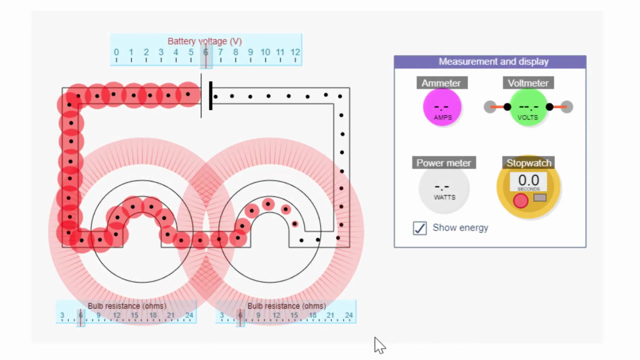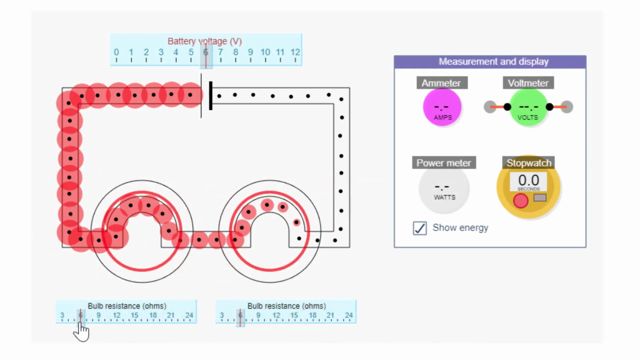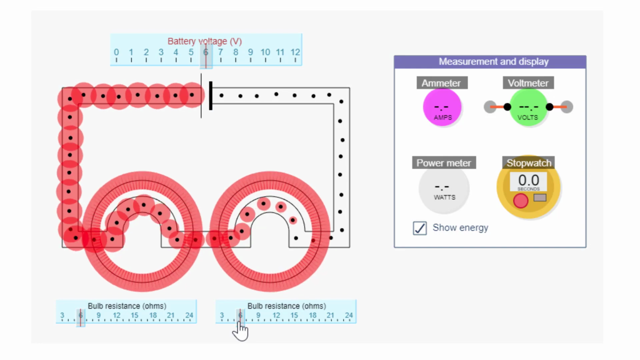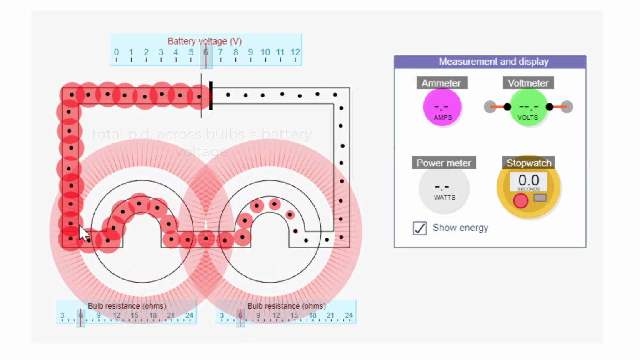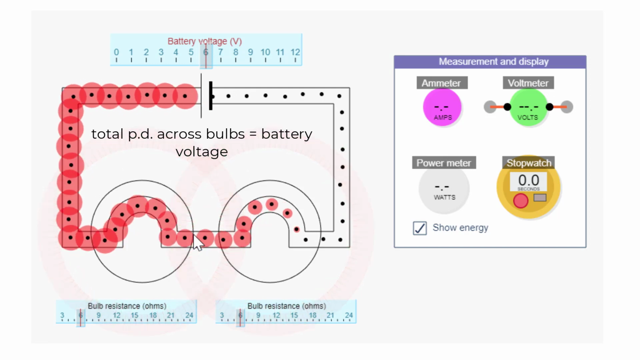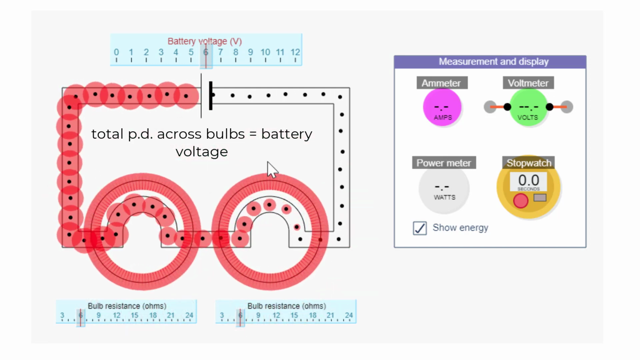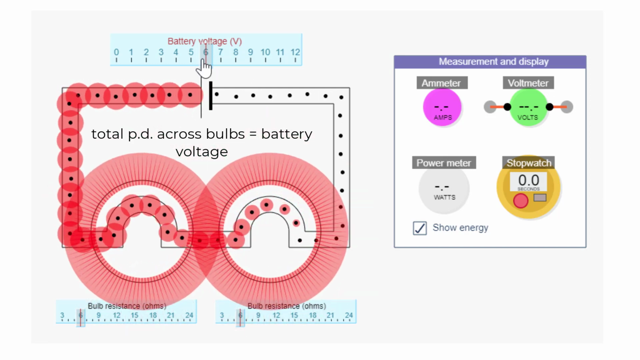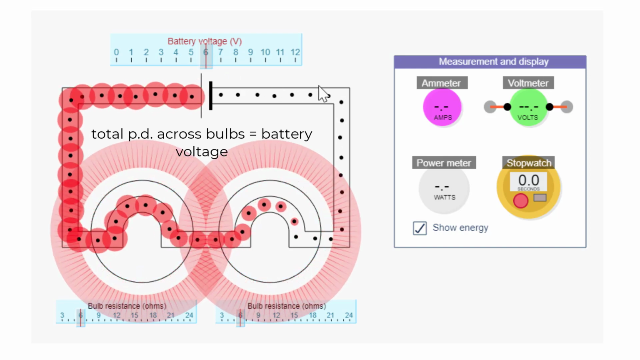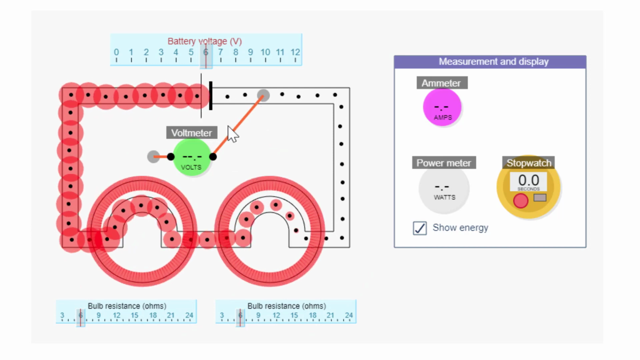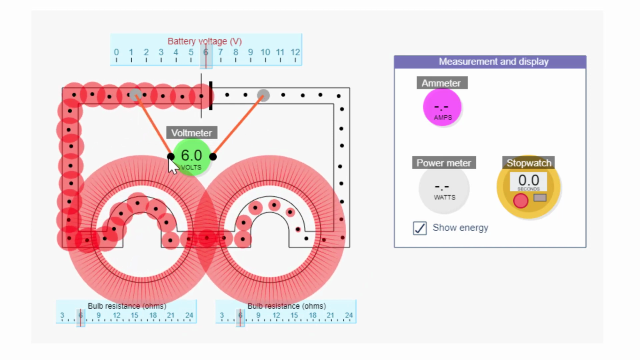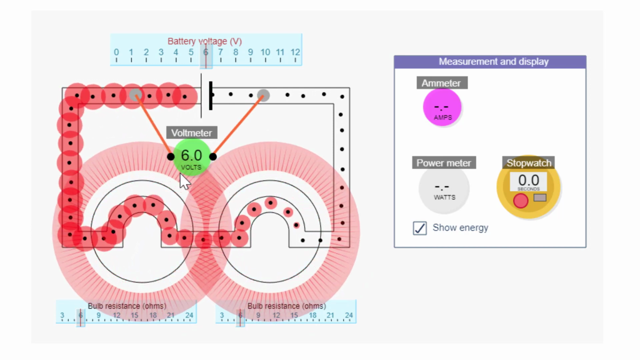In this series circuit, both bulbs have the same resistance, 6 ohms. And we know that the total PD across them must be the same as the battery voltage, which is 6 volts. Let's just check that with our voltmeter. There we go, 6 volts.